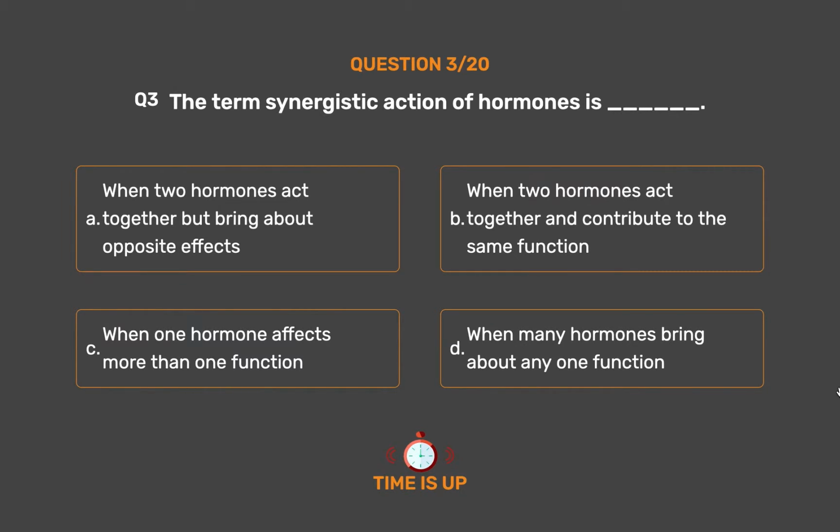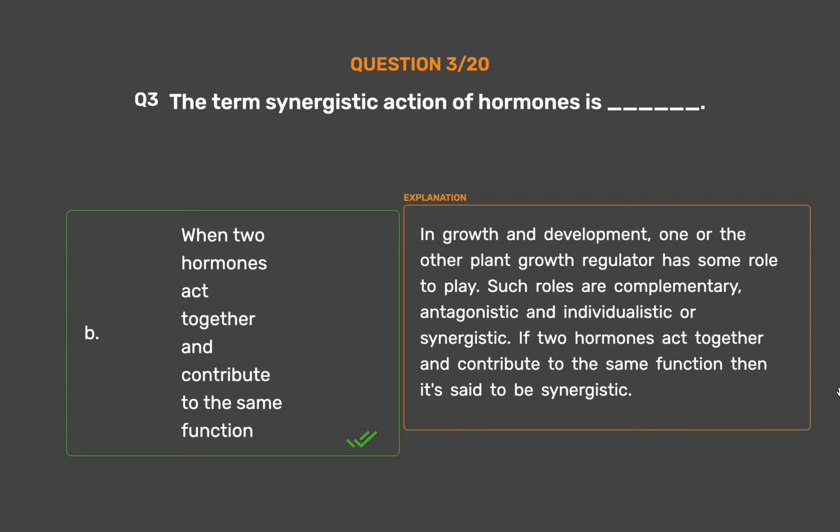The correct answer is option B. When two hormones act together and contribute to the same function. In growth and development, one or the other plant growth regulator has some role to play. Such roles are complementary, antagonistic and individualistic or synergistic. If two hormones act together and contribute to the same function, then it's said to be synergistic.